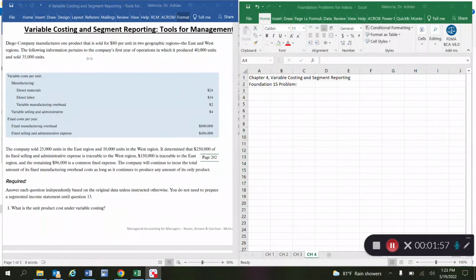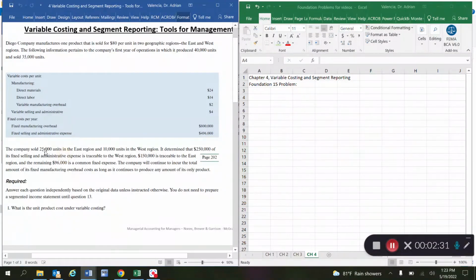So every time you build more than you sell, in absorption costing, you can start increasing your profitability little by little by overproducing. Okay? So we'll give you information about the product itself. Direct materials, direct labor, and variable overhead are as follows. And then variable selling and administrative expense as well. And then we have fixed costs. This is fixed manufacturing overhead costs, so this is product related. And then we have fixed S&A expenses.